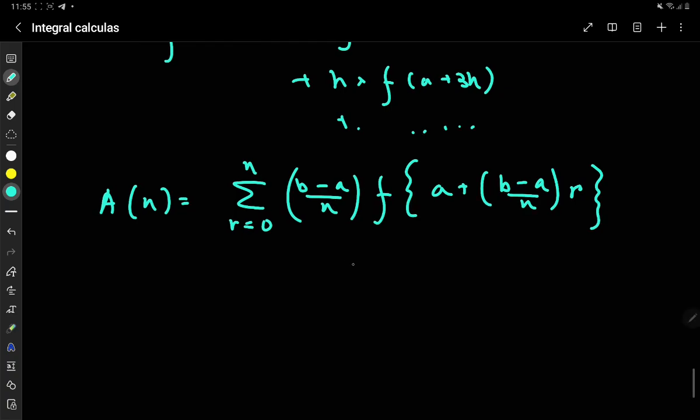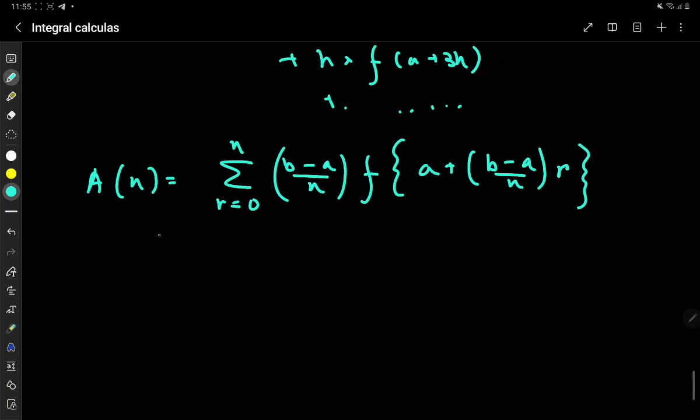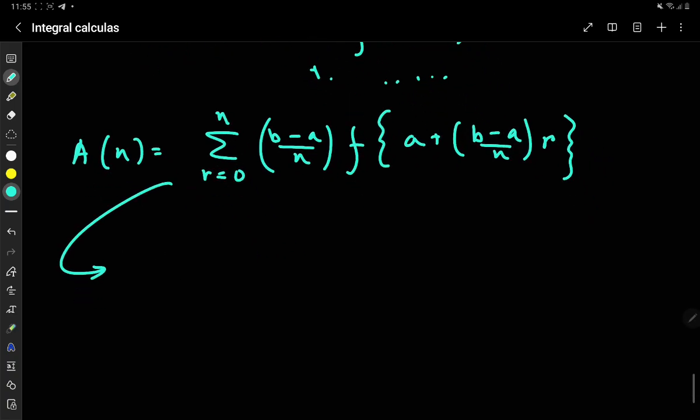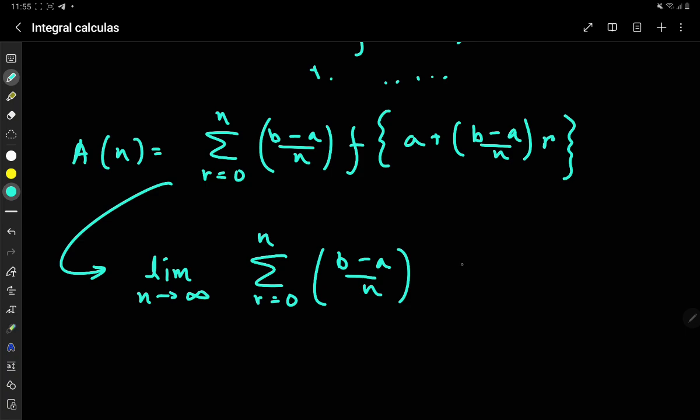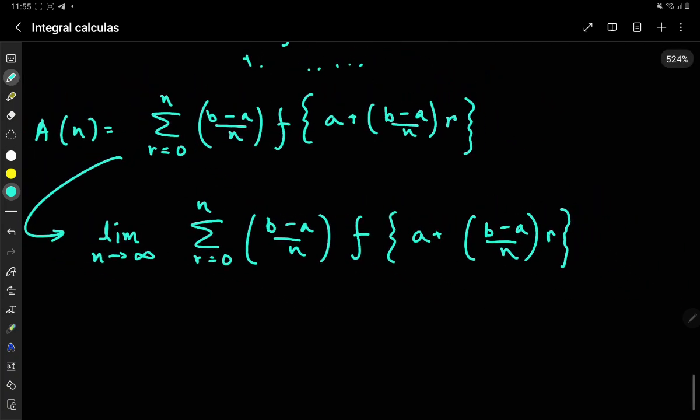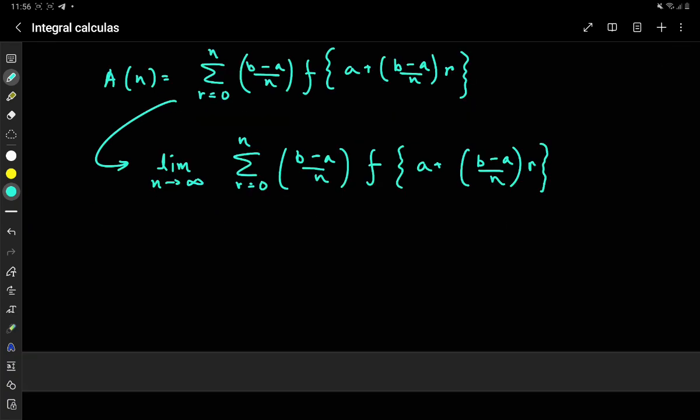So over here we can make a minor correction to make it more accurate. We can write limit n tends to infinity, summation r equals 0 to n of (b minus a) by n times f of a plus (b minus a) by n times r. This is the true, real Riemann sum equation.